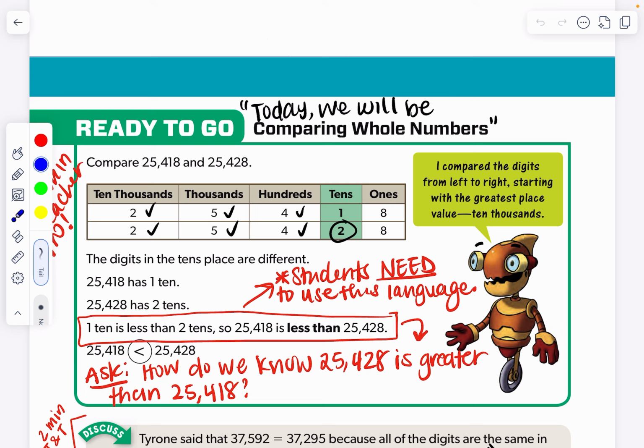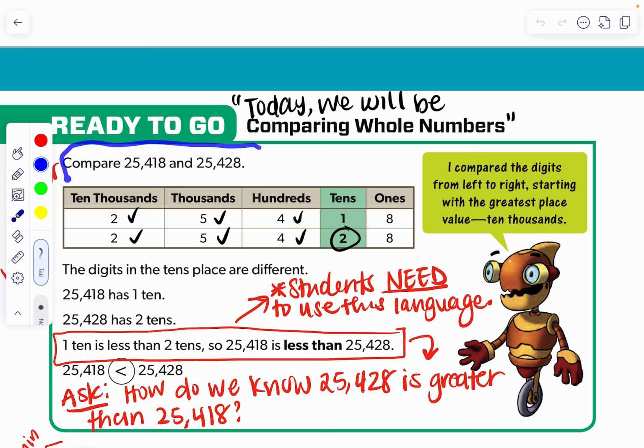So if we are comparing 25,418 and 25,428, we would want to start comparing the digits by looking from left to right. I'll say that again. We always want to compare the digits from left to right. When we do that, it allows us to start with the greatest place value. In this case, the greatest place value is the 10,000s place. Okay? So placing both of these numbers in our place value chart, we'll look at the 10,000s place.